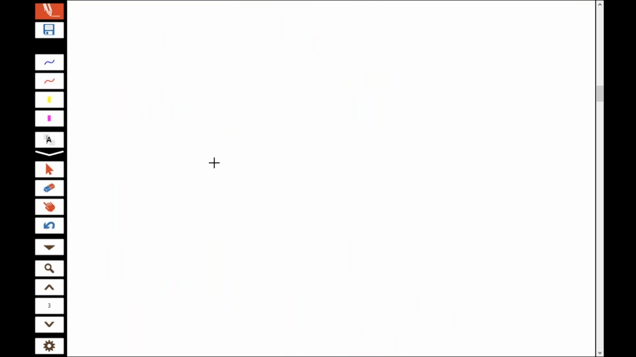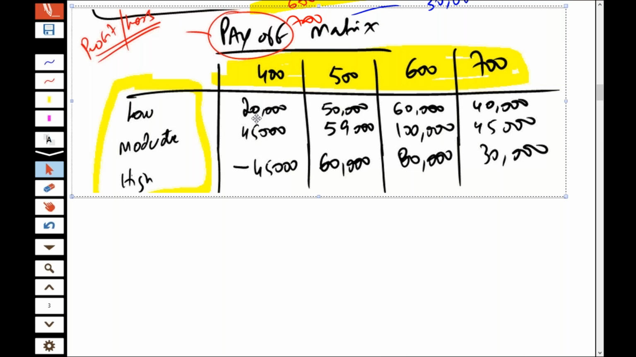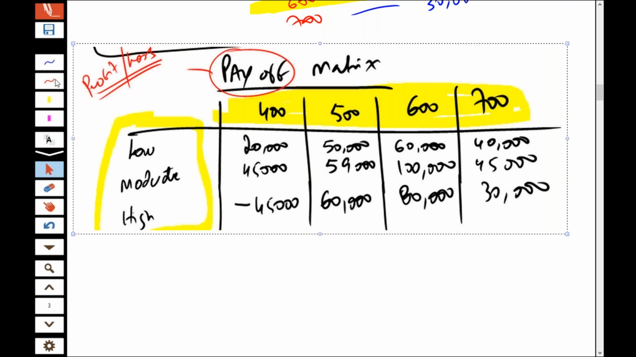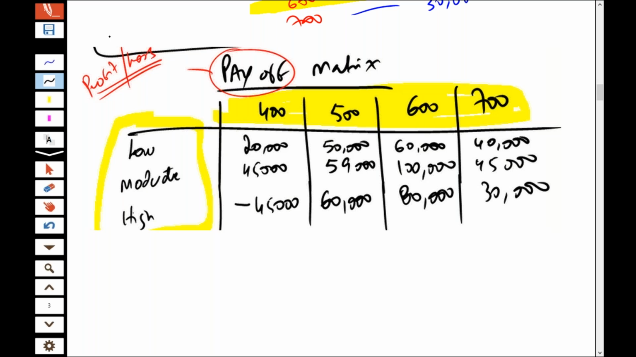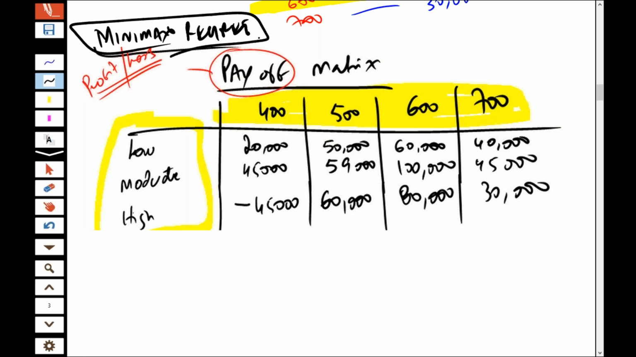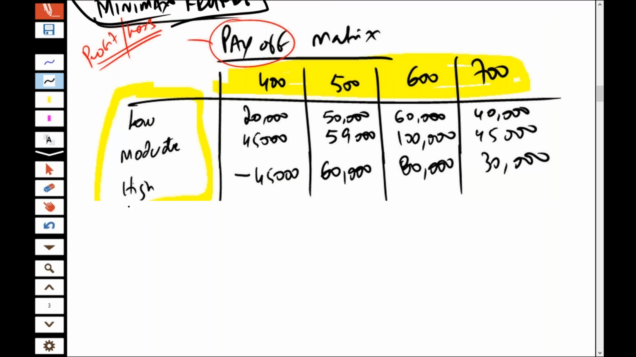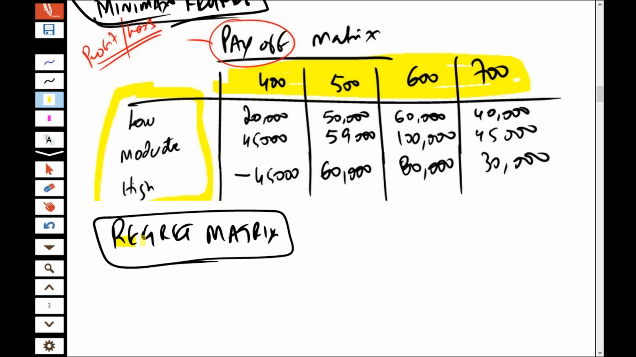Now see, for this technique of minimax regret, the first thing that you need to do is prepare the regret matrix. Now, what exactly do you mean by regret matrix? So let's try to understand this. The regret means the opportunity loss.